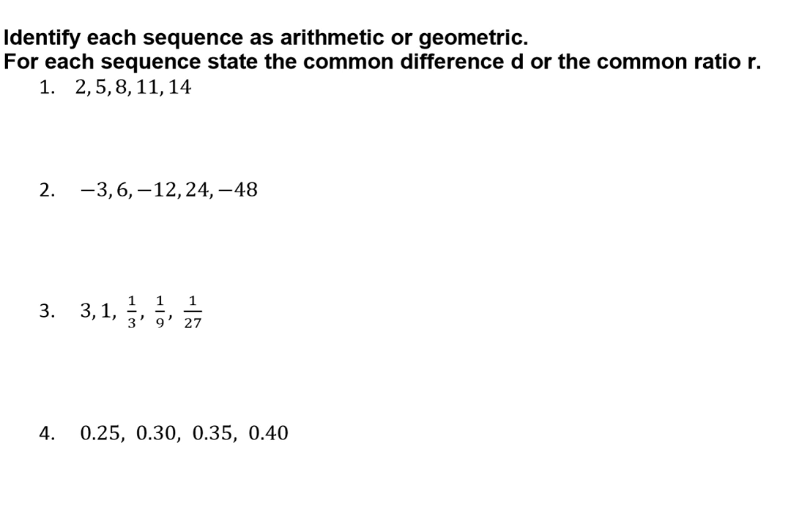And then for each sequence, state the common difference or the common ratio. So two things. You need to tell me, is it arithmetic or is it geometric? And then once you do that, you need to give the value of D or the value of R, the common ratio.